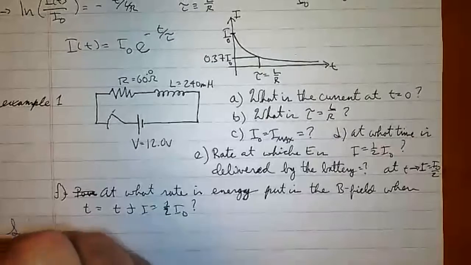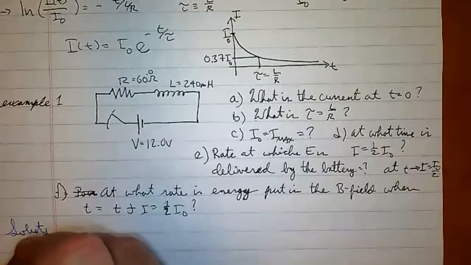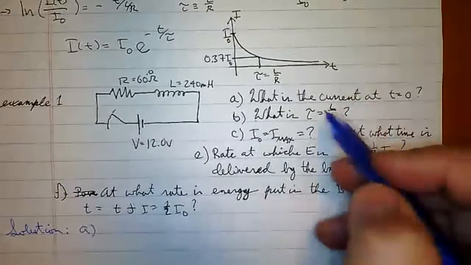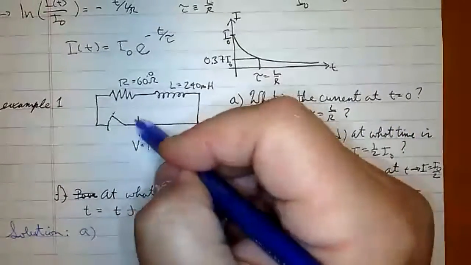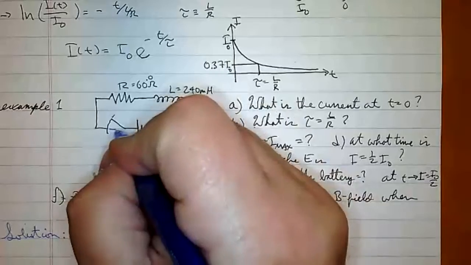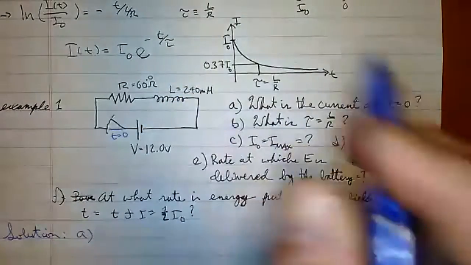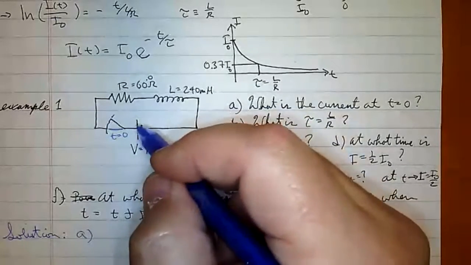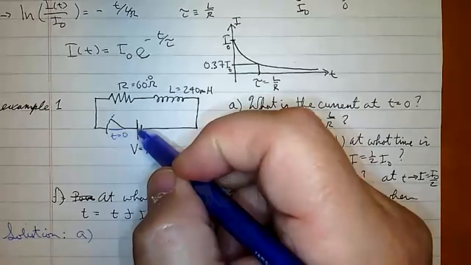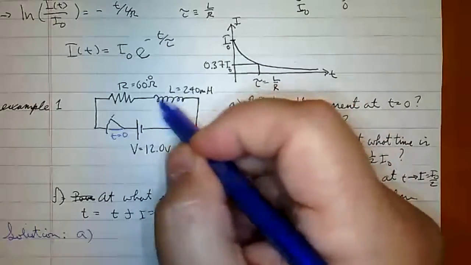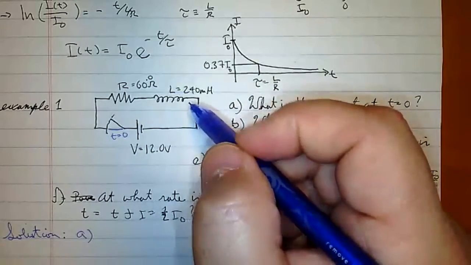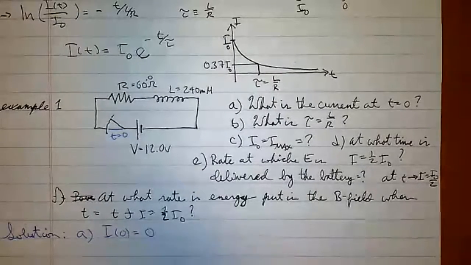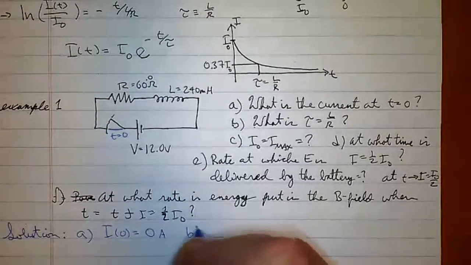So I'll say solution. Part A. So what we've got to realize is you're asking what's the current at T equals 0. As soon as you flip that switch at T equals 0, initially the current's still going to be 0 because it can't instantaneously jump up to I0, because the more rapidly it changes from 0 to something, the more pushback it gets from this inductor. So in fact, I of 0 is equal to 0 amps. Now that's an easy question.